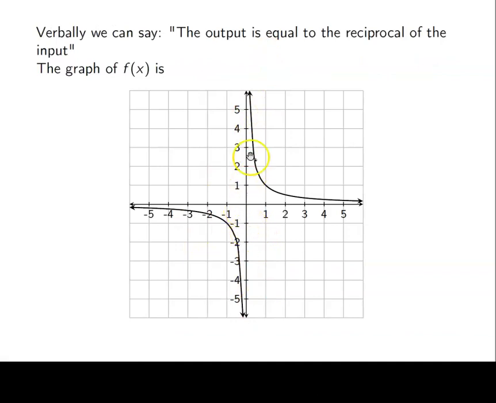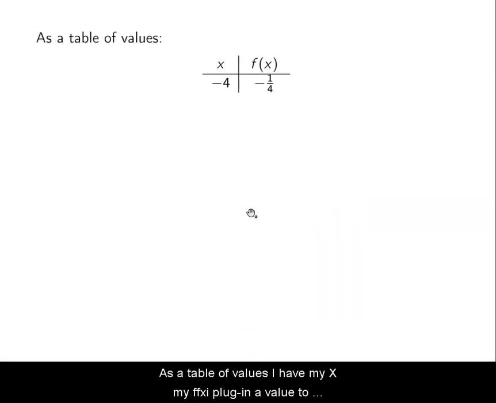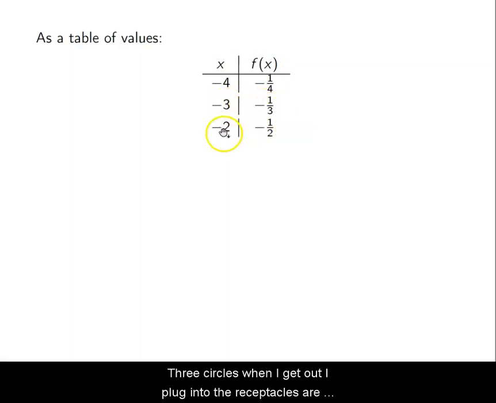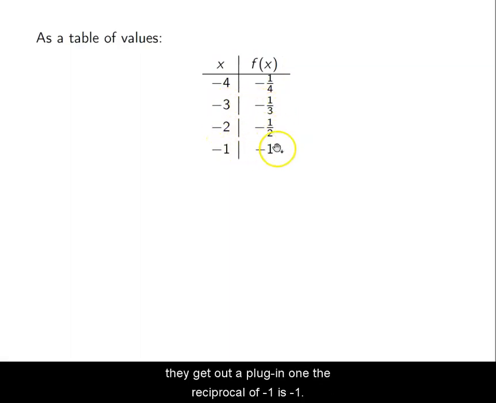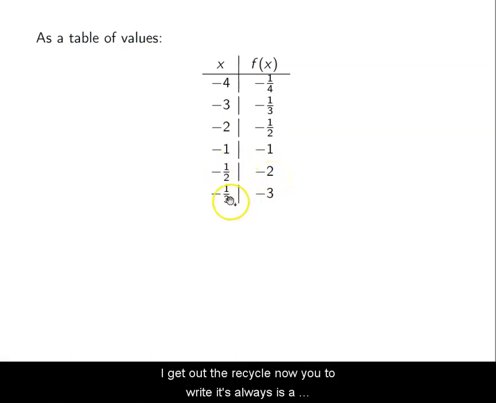Okay, so notice there is nothing at 0. My function never equals 0, and I cannot plug in 0, so there are no outputs along the line. As a table of values, I have my x and my f of x. I plug in a value, and the reciprocal is what I get out. I plug in 2, the reciprocal is what I get out. I plug in negative 1, the reciprocal of negative 1 is negative 1. I can't plug in 0. Let's say I plug in something close to 0, like negative 1/2. I get out the reciprocal, negative 2, right?